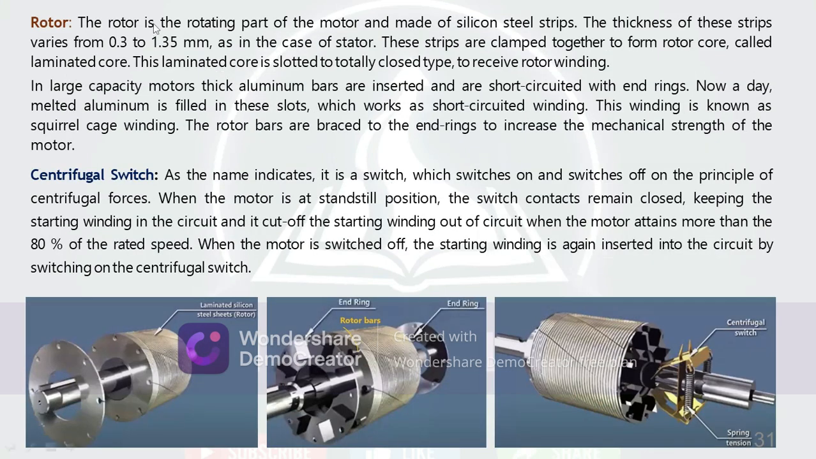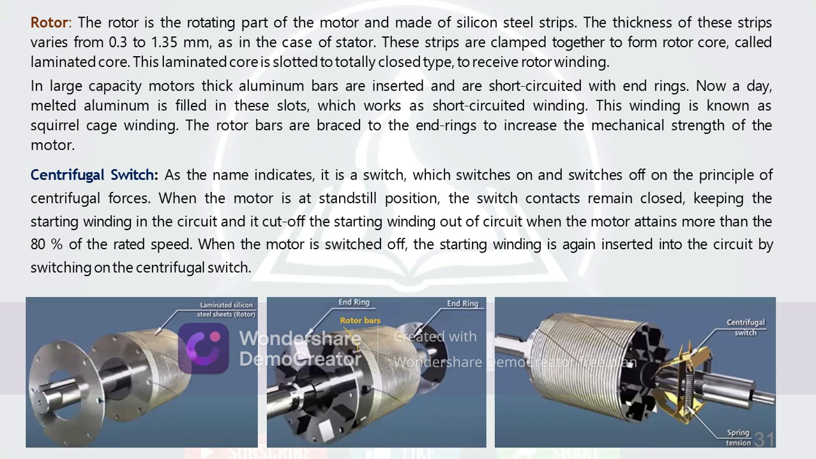Okay, so the rotor, the description is there. The rotor is the rotating part of the motor and is made of silicon steel strips. The thickness of these strips varies from 0.3 to 0.35 mm, as in the case of the stator. These strips are clamped together to form the rotor core, called the laminated core. This laminated core is slotted, totally closed type, to receive the rotor winding.